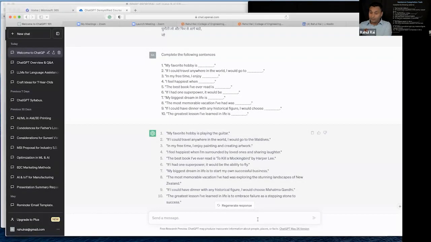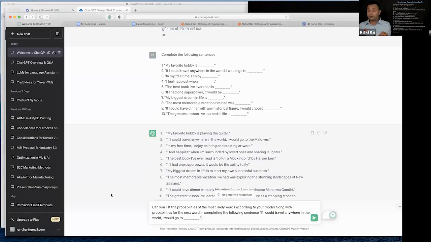So, one of the things that I want to highlight is you can also ask ChatGPT to list the probability of the most likely words according to the underlying large language model for the following sentence. I picked: if I could travel anywhere in the world, I would go to. So what should be the next word here, and what is the probability of that next word? I can ask that question, and it will list all the different words that it thought of and the probability associated with those words that should come after this set of words in this sentence completion task.